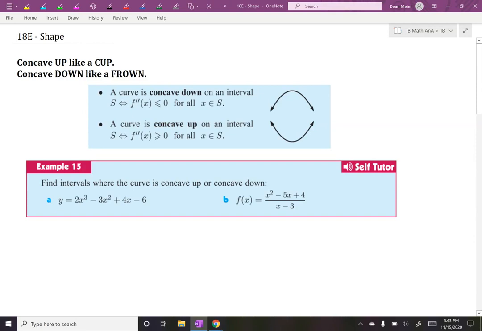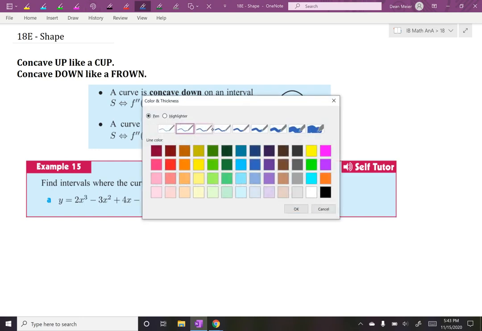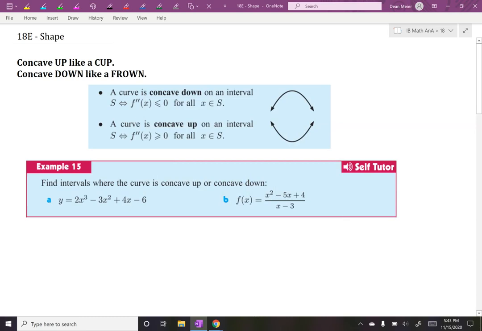This is Mr. Meyer, and we are talking 18E, shape of a graph. Everything we've been doing has been leading us to how we are going to do graphing. We talked about how to find the slope, how to find if it's increasing or decreasing, and we've had those critical points. And now we talk about concave up like a cup or concave down like a frown. That's called the concavity of the graph.